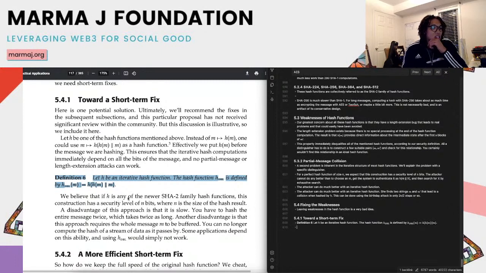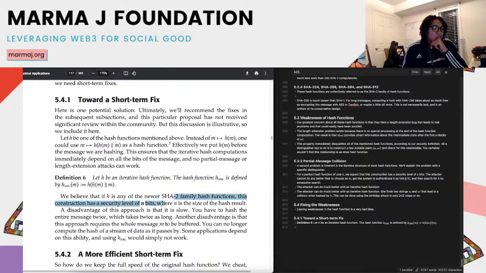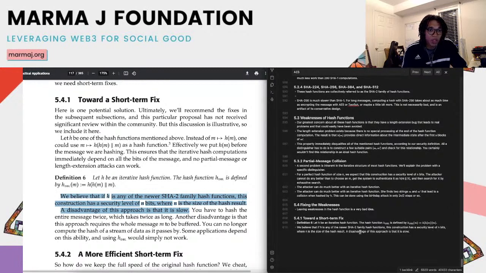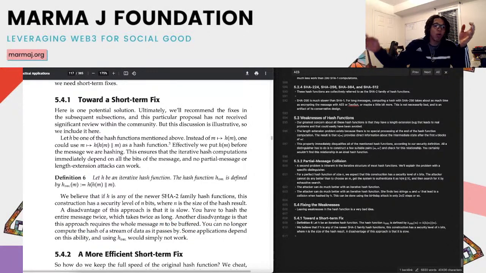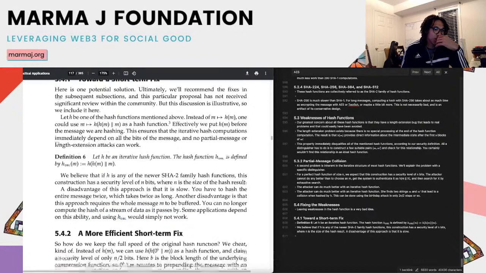We believe that if H is any of the newer SHA-2, this function has security of n bits, where n is the size of the hash result. Cool. It's slow, though. You have to hash the message twice, which takes twice as long. Another disadvantage is that the approach requires the whole message to be buffered. You can no longer compute the hash of a stream of data as it passes by. Some applications depend on streaming, and using H DBL would simply not work.